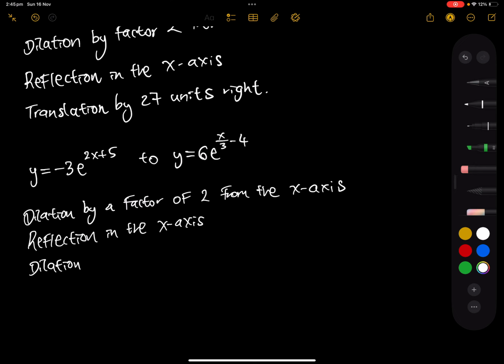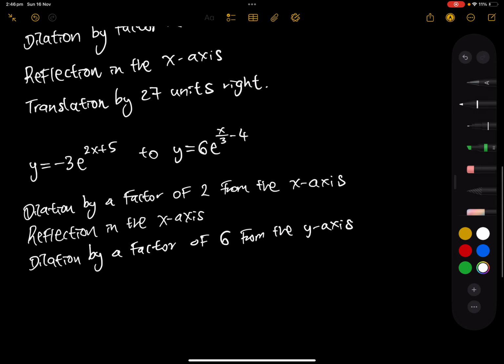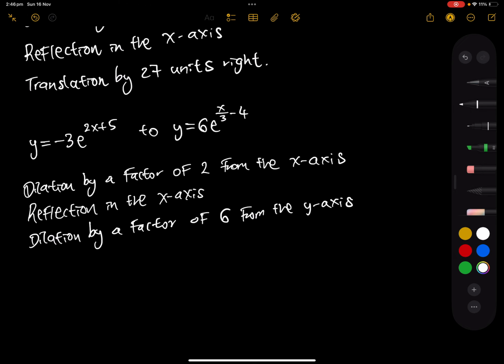Dilation by a factor of 6 from the y-axis, because we're always taking the reciprocal, and this has something to do with transformation equations, which I will explain in a later video. If you want to understand it, please leave a comment. So it is a dilation by a factor of 6 from the y-axis.